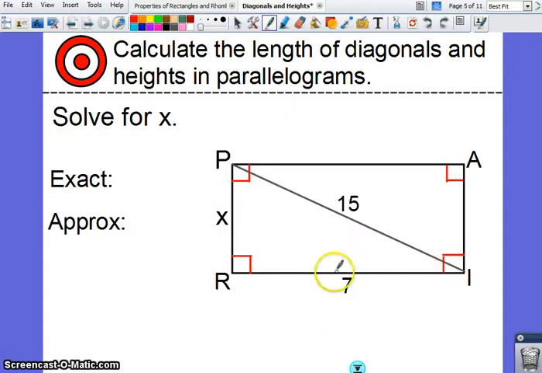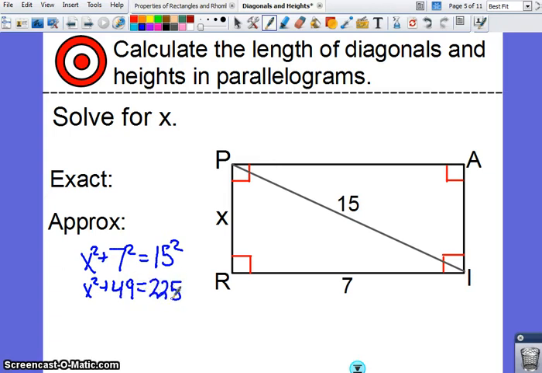Okay, so I've got this right triangle again. This time I'm not given both of my legs. I'm given my hypotenuse, which is 15, and one of my legs, which is 7. So it's going to be x squared plus 7 squared equals 15 squared. So this will be x squared plus 49 equals 225. Yep. And then we'll have to subtract 49 from each side.